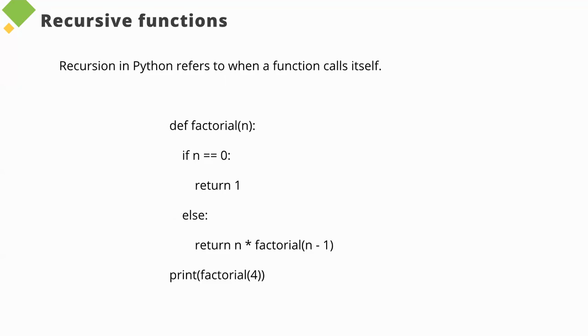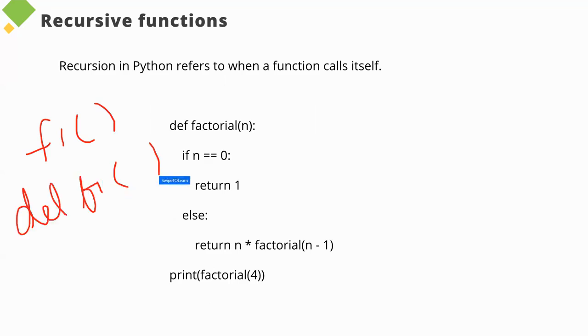Recursive function. This is the last type of function. A recursive function is one where a function calls itself. Suppose a function f1 is there, then def f1, and in this function definition itself, in a series of lines of code, it calls the function itself. Repetitive call of a function by itself is called the recursion concept.